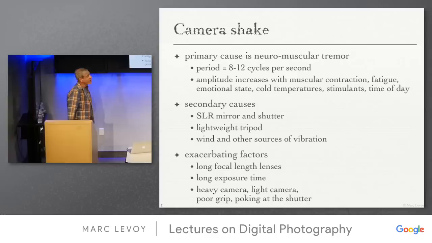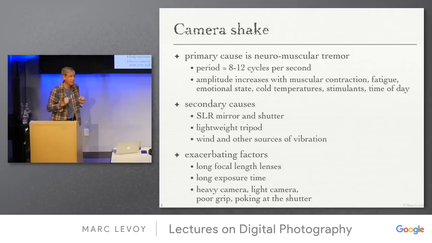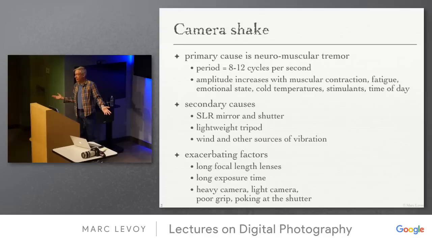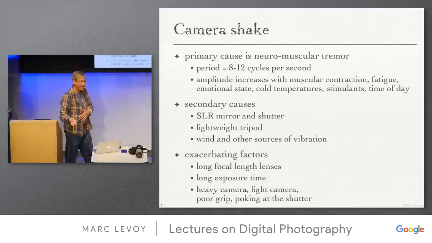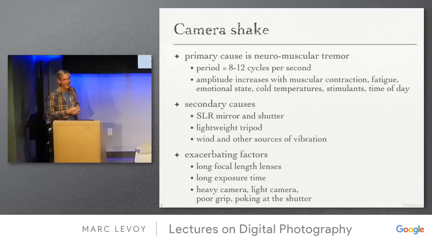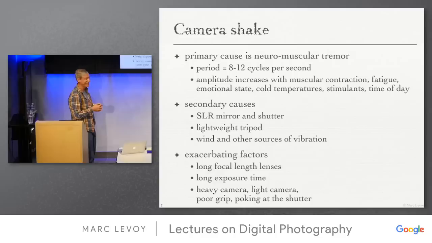Okay, so the primary cause of camera shake is neuromuscular tremor. And so we shake at about 10 cycles per second, roughly sinusoidal. Depends on a lot of factors. What part of the day do you think we shake the least? Is morning better? Is afternoon better? Is evening better? What do you think? Morning? How about late morning? As soon as you get up, you're a mess. Then you gradually stabilize. So late morning is the best. And evening is the worst. You're tired. Depends on temperatures, stimulants.